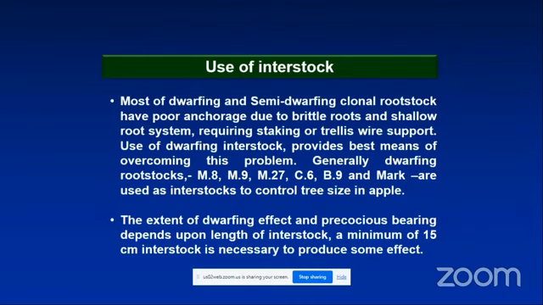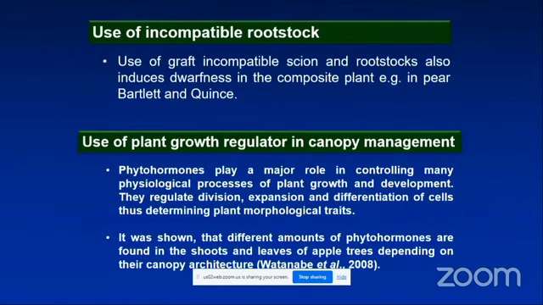Generally, dwarfing rootstocks include M6, M8, 9, 27C, 6B9 in the case of apple. Then there is the use of this tree structure for fruiting and color development.